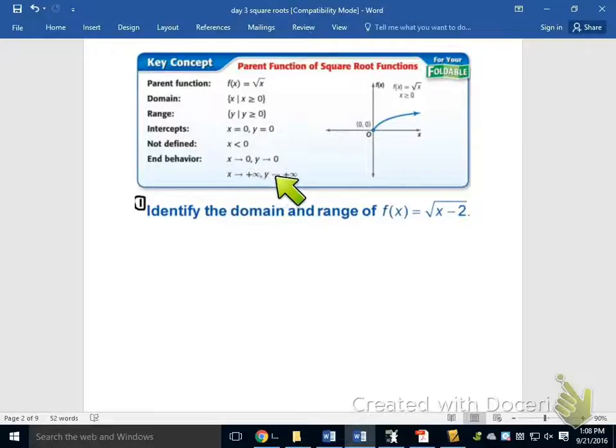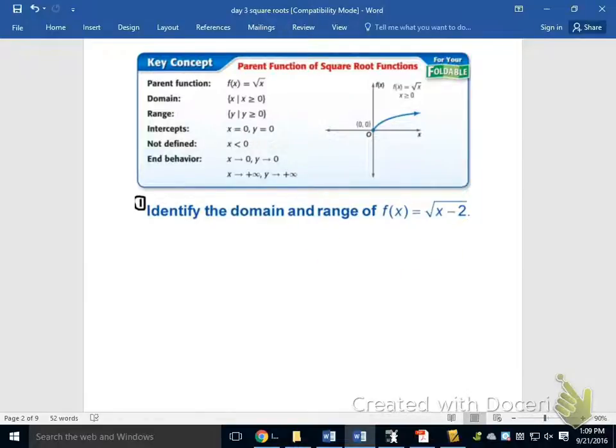And here's its end behaviors. You haven't seen that too much yet, but as x approaches 0, y approaches 0, that's where it ends. And where does it end on the right? Well, it doesn't have an end to the right, so it ends at positive infinity, but y approaches positive infinity as well because it's going up. Go ahead and identify the domain and range of this function.